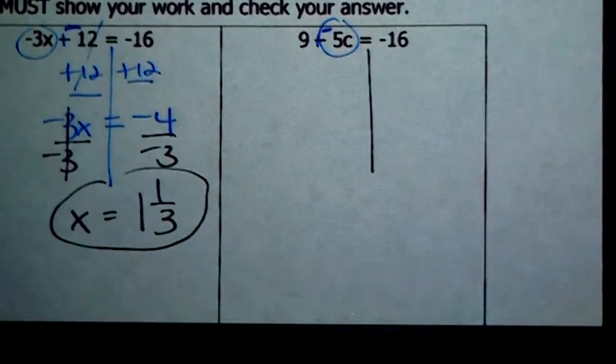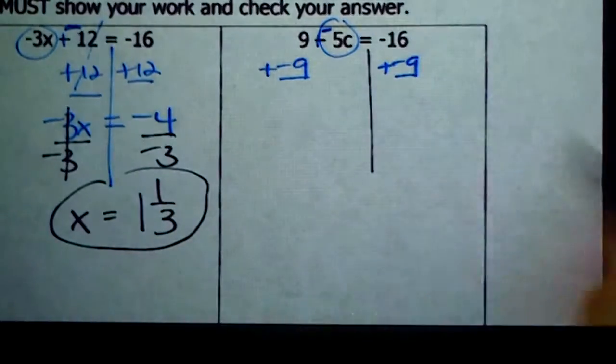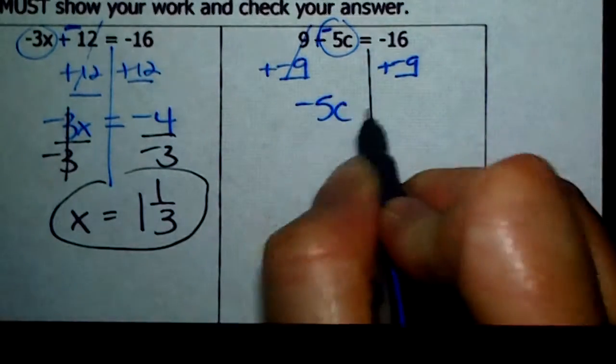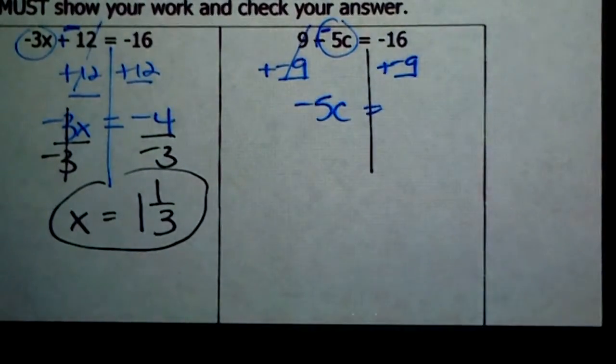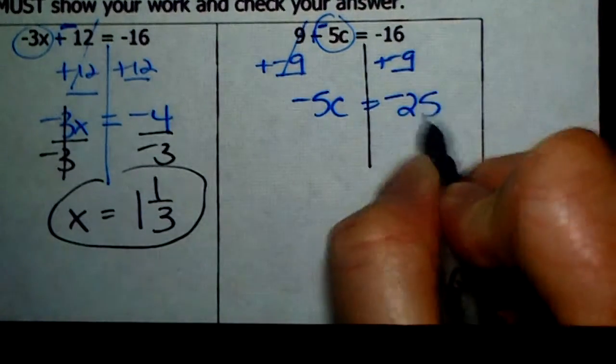This is a positive 9. That means I need to add a negative 9 to make it go away. So 9 plus negative 9, gone. I'm left with not 5c, but negative 5c, because we had to keep change that. Negative 16 plus negative 9 is negative 25.